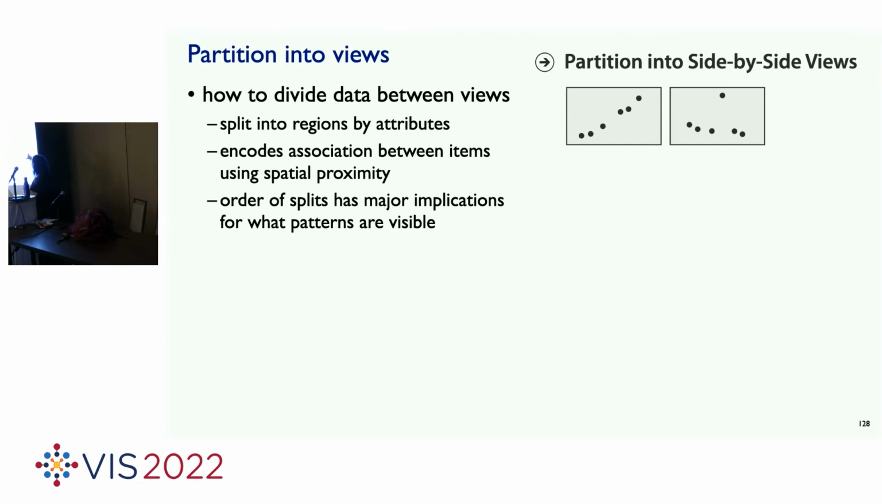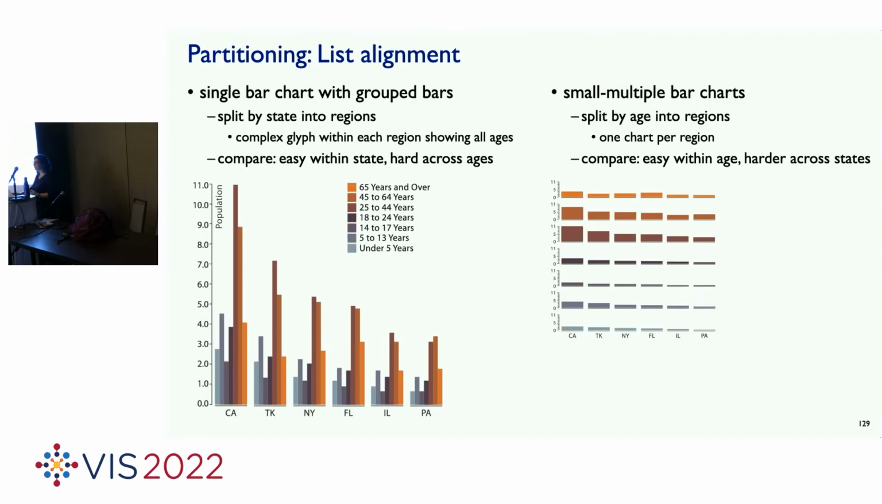So what that means is the order that you split things, the order of partitioning, has a huge impact on what you see easily. So here's an example with grouped bar charts versus small multiple bar charts. This is actually demographic data from 6 different US states.